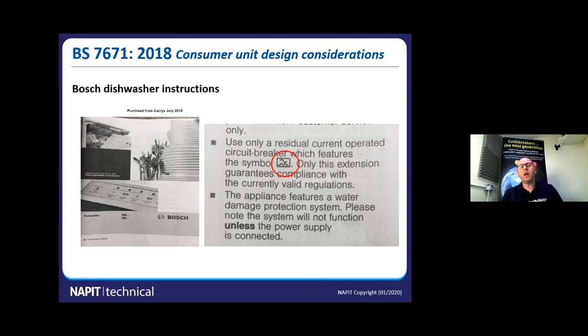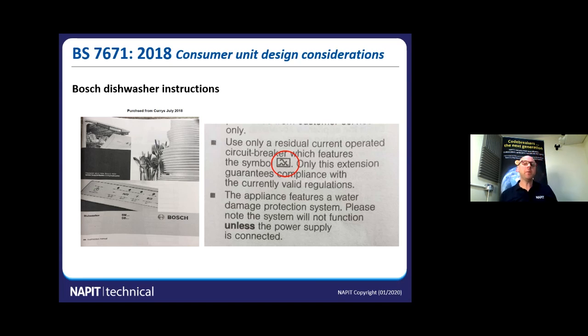This is a set of manufacturer's instructions from a Bosch dishwasher that was purchased from Currys in July 2018. So this is a real life example that these devices are being called upon, and somewhere buried in the back of the manual there's this little description. It doesn't even say that a type A is needed, it just gives you the symbol. Use only a residual current operated circuit breaker which features the symbol, and that's a type A symbol. So it's a real life example that these devices are needed. The issue is you don't know what equipment is in the installation, so you have to be aware that simple things like dishwashers will require a better RCD than the type AC.